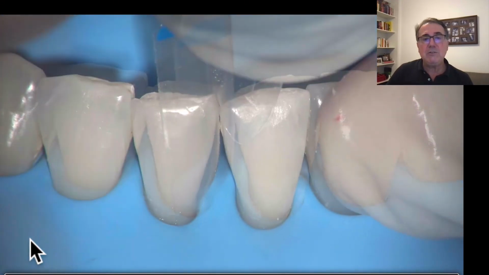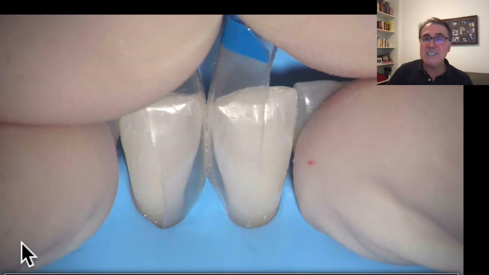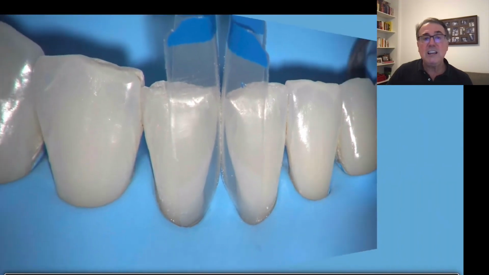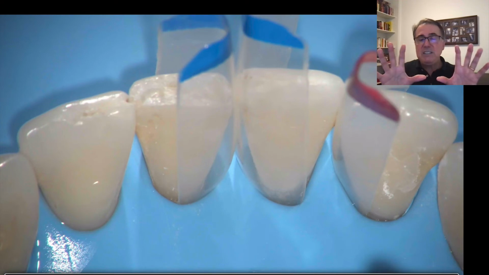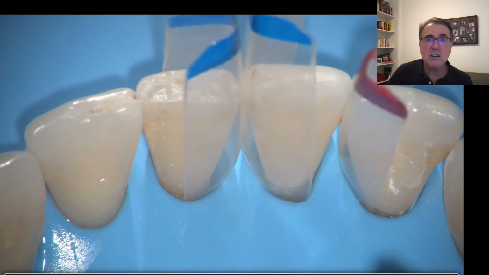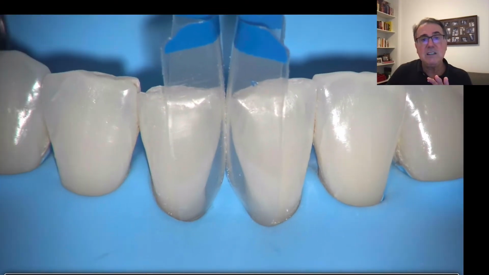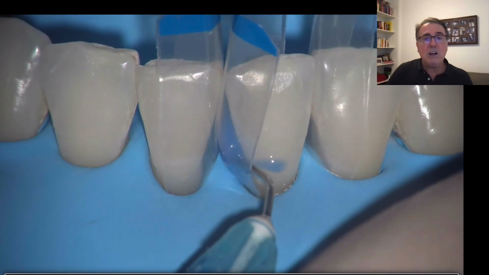Okay, I'm placing my matrices, both of them. I make sure they're very well adapted, both on the buccal surface and on the lingual surface, as you can see here, okay? They're very well adapted, okay? Even though I'm going to do only the left central incisor first, I need to place the matrix on the other tooth also, because I need this matrix here to guarantee the space.